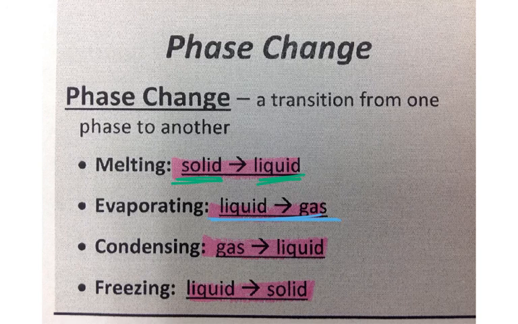Think about if you've left a glass of water in your room for a long period of time, and then you come back and all that water is gone. It has evaporated. Condensing is going from a gas to a liquid.